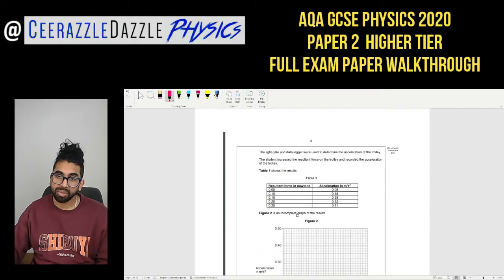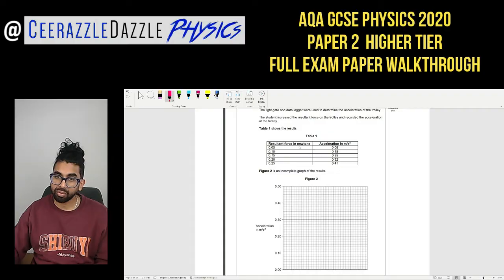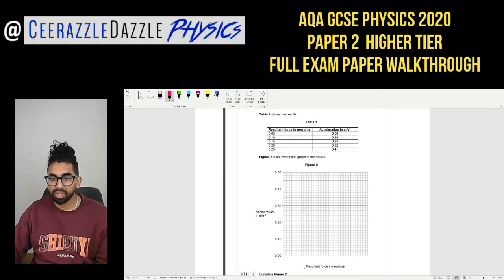Next one, it's the light gate and data logger we used to determine the acceleration of the trolley. The student increased the resultant force on the trolley and recorded the acceleration of the trolley. Table 1 shows the results, and as you can see, you've got resultant force in newtons and acceleration in metres per second squared. Figure 2 is an incomplete graph of the results, so you've got to be able to plot them over here.